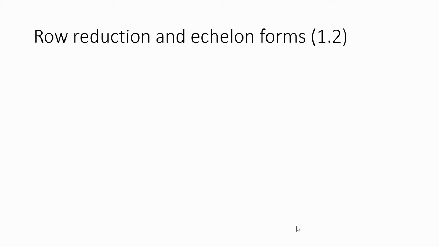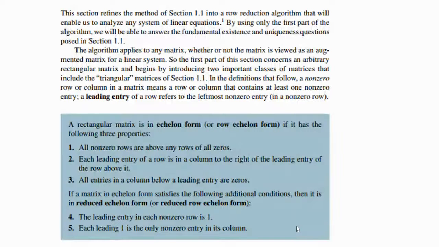Okay. Now we're going into the next unit, where we're going to be talking about row reduction and row echelon forms. Now, we've actually been doing this already. We're going to talk about an algorithm for solving these systems. This section refines the method that we talked about into a row reduction algorithm to help us analyze any system of linear equations. And by using the first part of the algorithm, we'll answer the fundamental existence and uniqueness question posed in section 1.1.